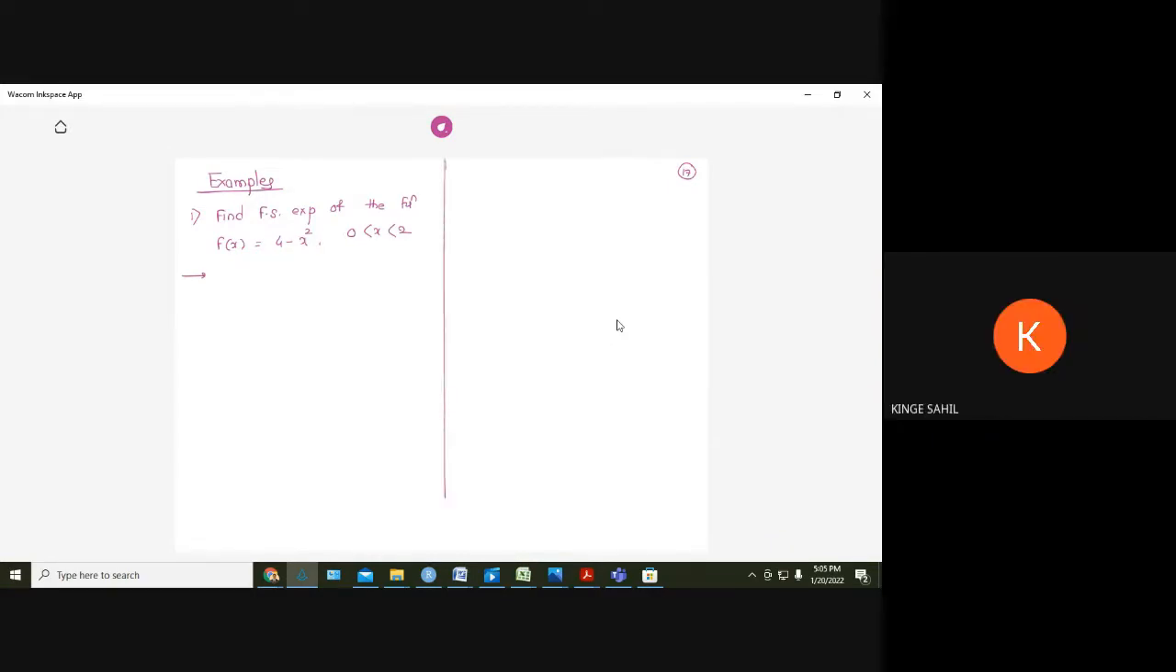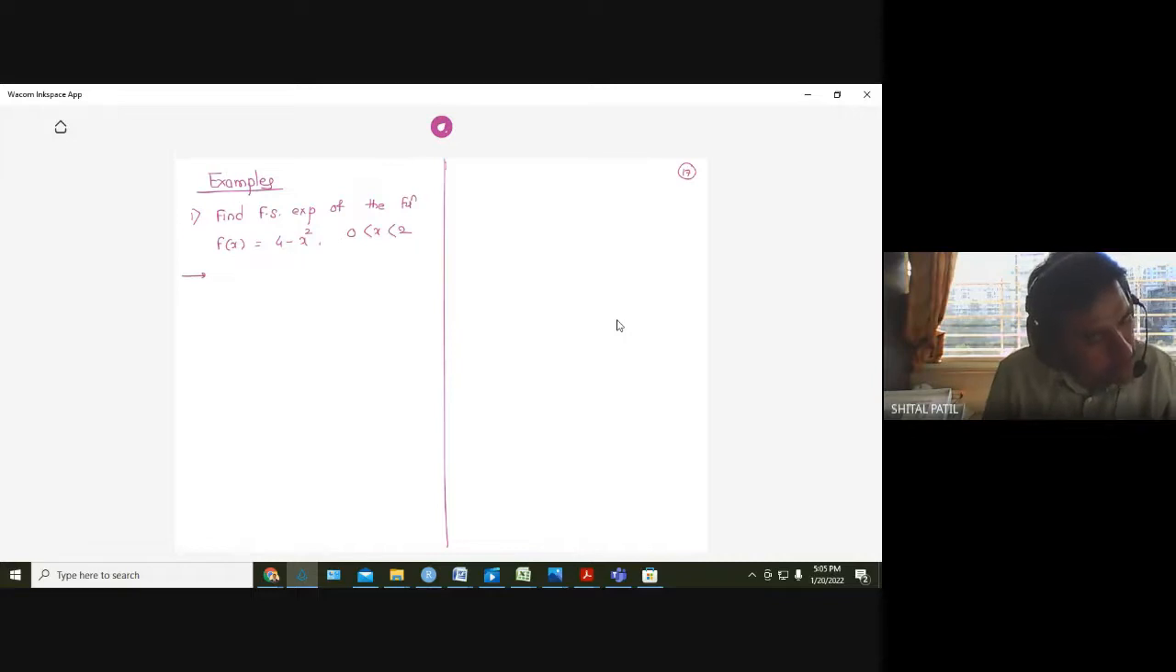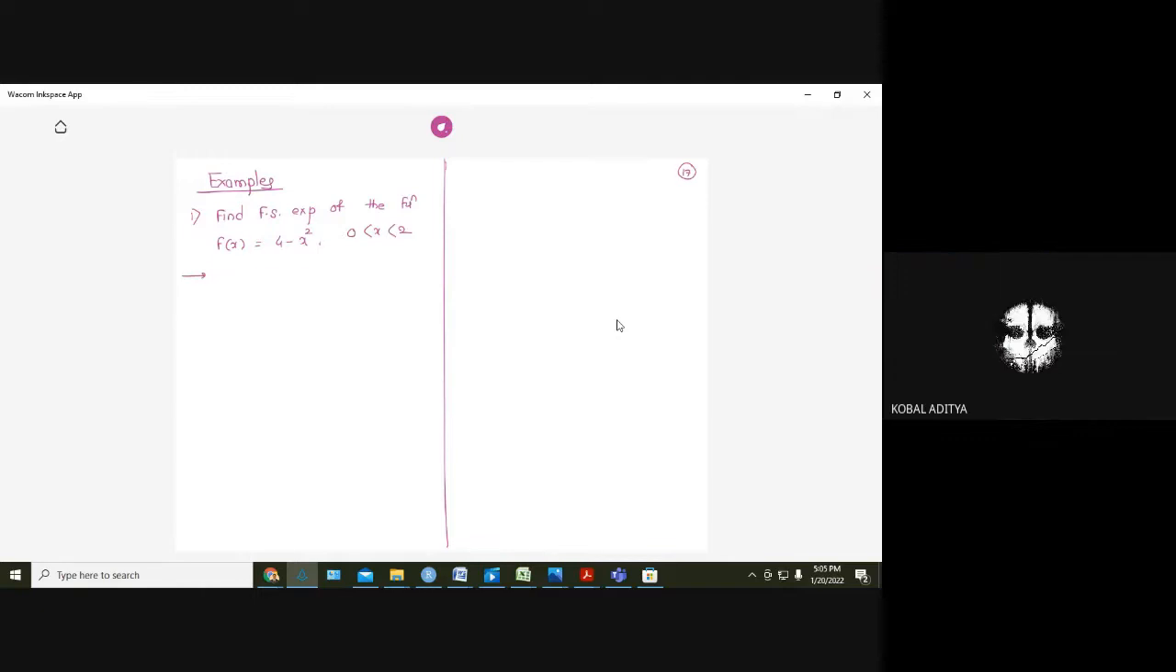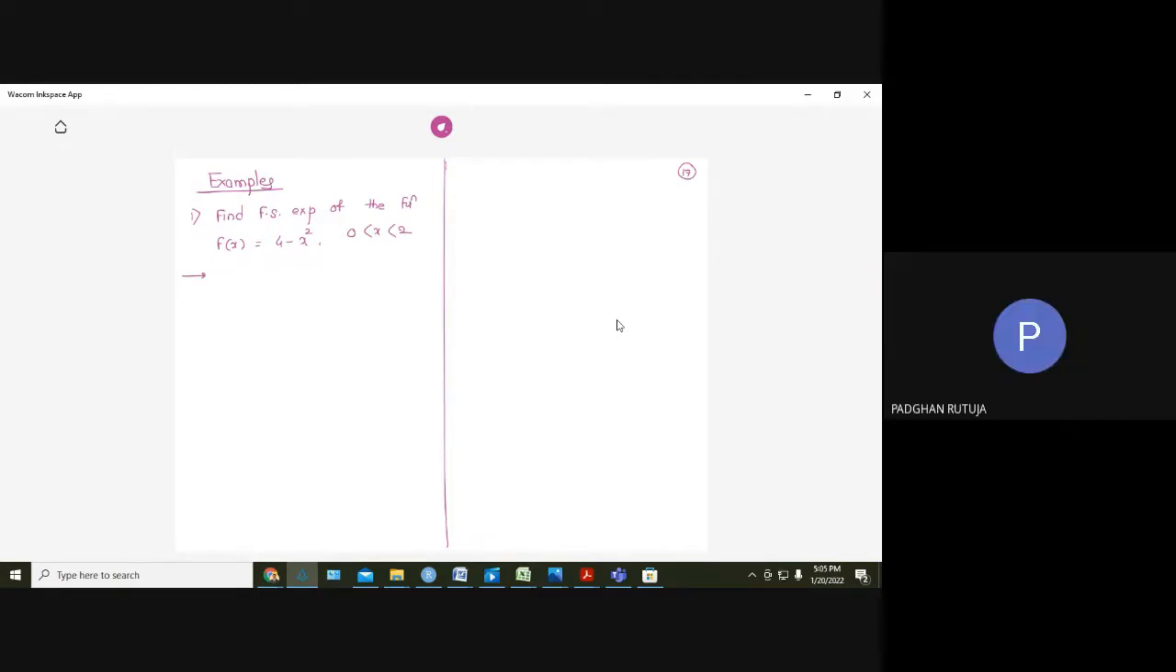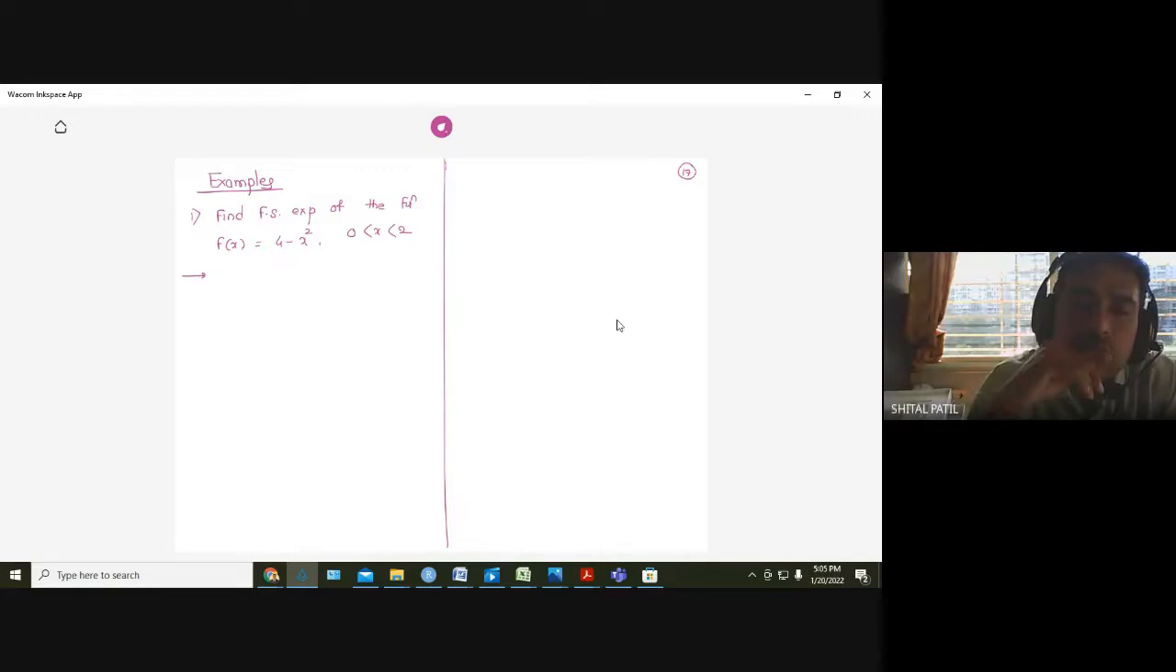Even. Very good. I think many of you are getting the same answer, even function. Anyone else? Anyone want to challenge this? It is even function. Sir, it is not even function.